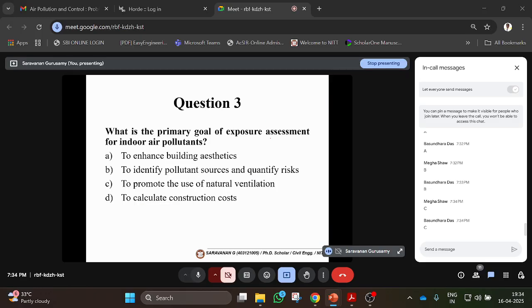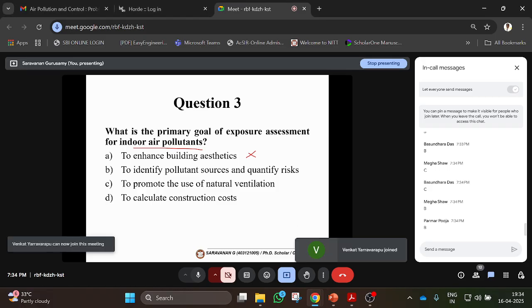Okay. What is the primary goal of exposure assessment for indoor air pollutants? Why do we need to assess indoor air pollutants? What is the primary goal? To enhance the building aesthetic, to identify the pollutant source and quantify risk, to promote the use of natural ventilation, or to calculate the construction cost? No.